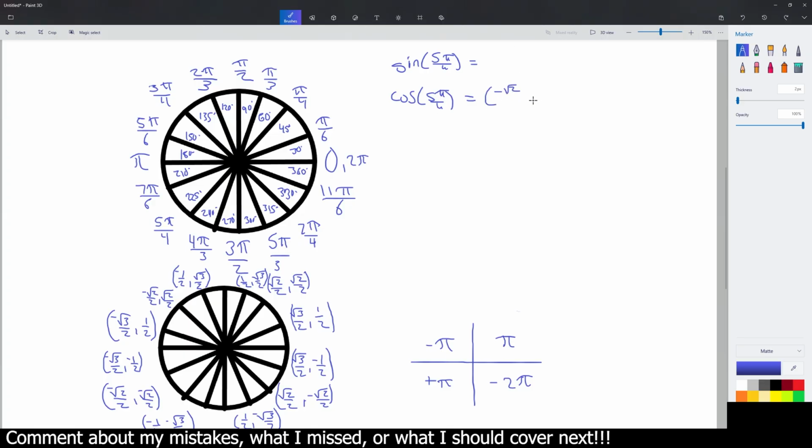Oh, whoops, don't need to put the parentheses. There we go. Oh, and it's the wrong one too. Whoops. I'm really not on the ball today. But it doesn't matter because this was also going to be root 2 over 2. And for tangent, do the exact same thing. Let me fix that parentheses.